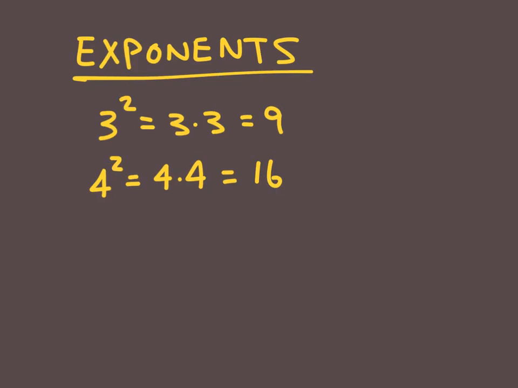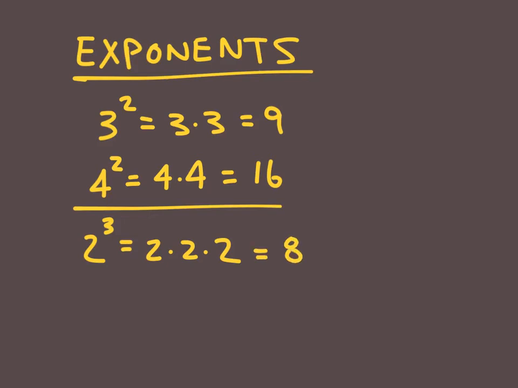Now, it's nice when the exponents are 2s, but what if you had, like, 3? So let's say you had 2 to the 3rd power. This means you're taking 2 and multiplying it by itself 3 times. 2 times 2 is 4, times 2 again gives you 8. All right, and that's what I'm doing when I'm talking about exponents.